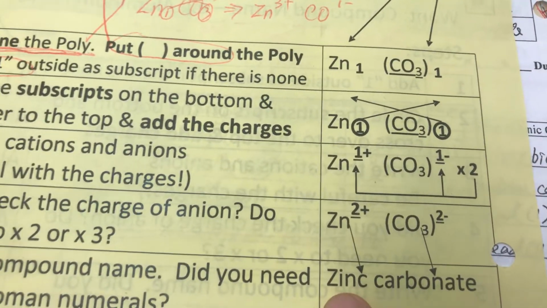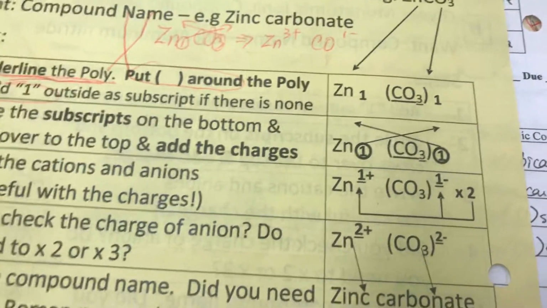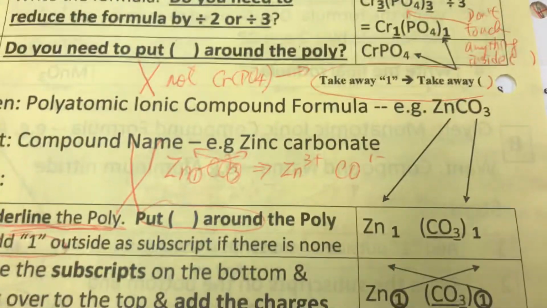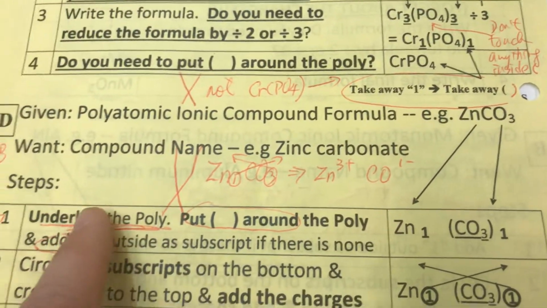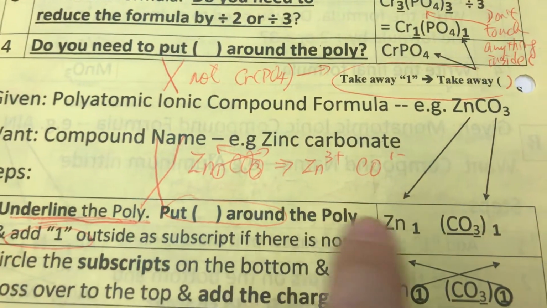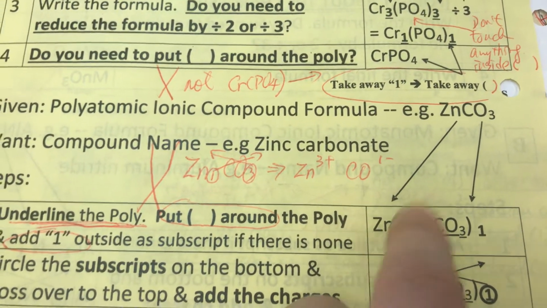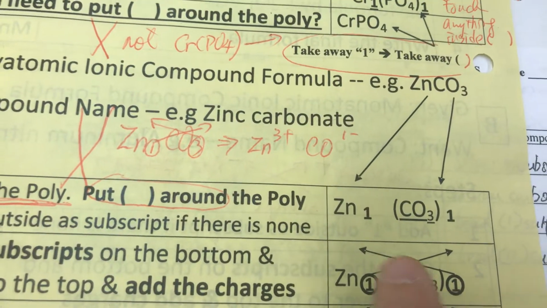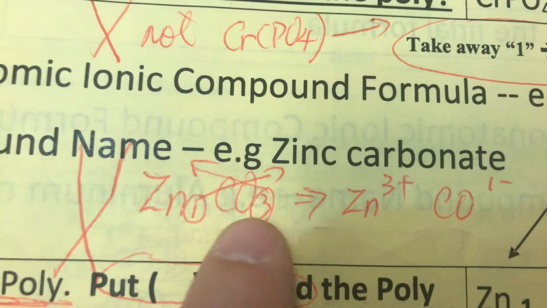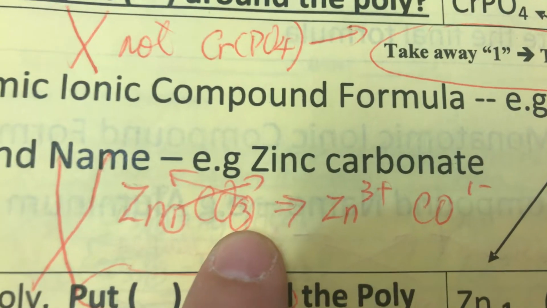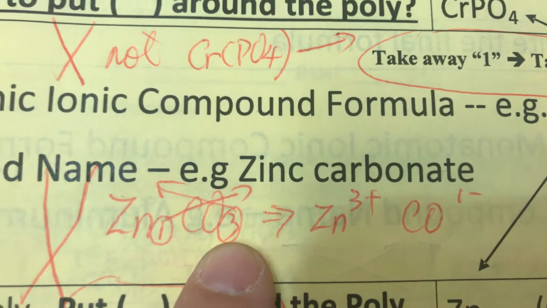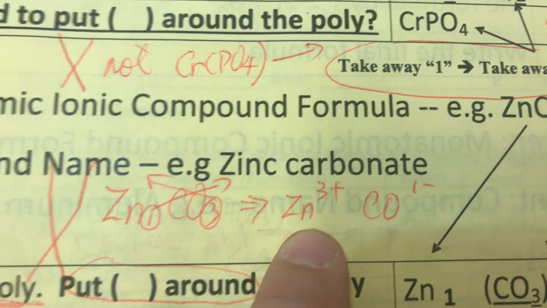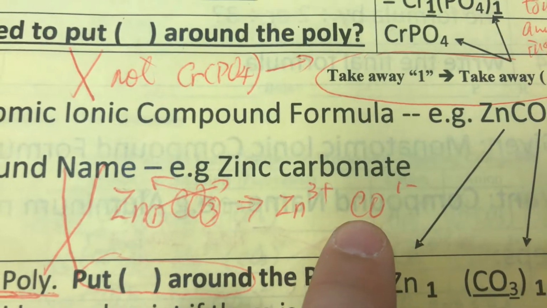Now sometimes you may need to add a Roman numeral depending on the cation. Is it a transition metal, is it a d-block, is it underlined with a zigzag, or is it circled, okay? The most common mistake that I have seen is people did not do step 1. They did not underline CO3. They did not put parentheses around. So instead of bringing the 1 to the top, they bring the 3 to the top by accident because they did not underline CO3. They don't recognize CO3 as a poly, so they bring the 3 to the top.